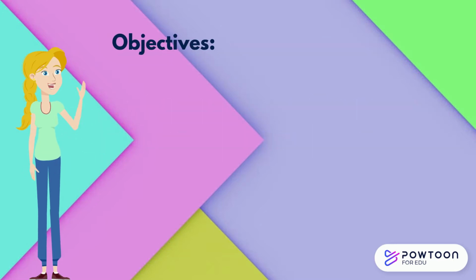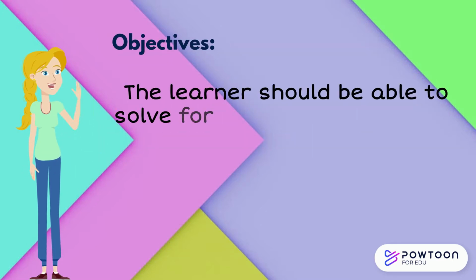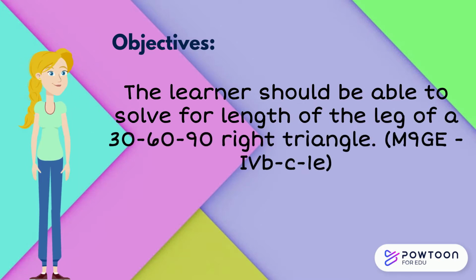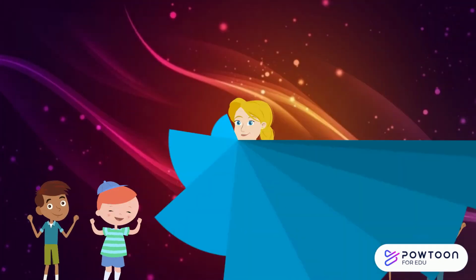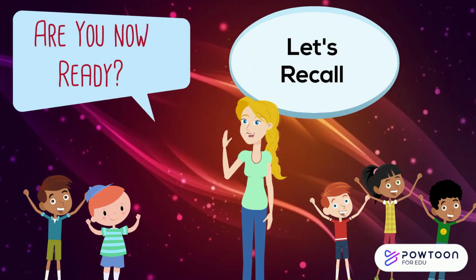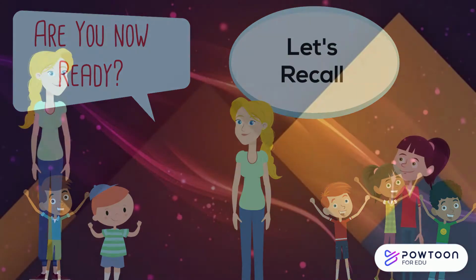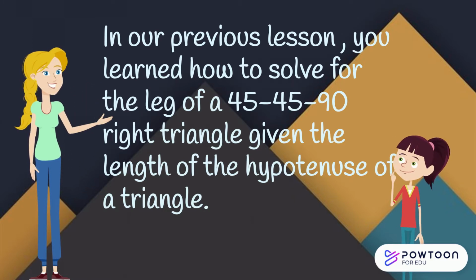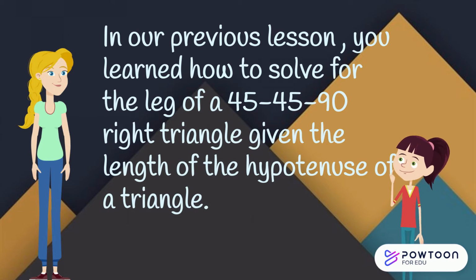Our objectives. The learner should be able to solve for the length of the leg of a 30, 60, 90 right triangle. Are you now ready? Let's recall our previous lesson. In our previous lesson, you learned how to solve for the leg of a 45, 45, 90 right triangle given the length of the hypotenuse of a triangle.